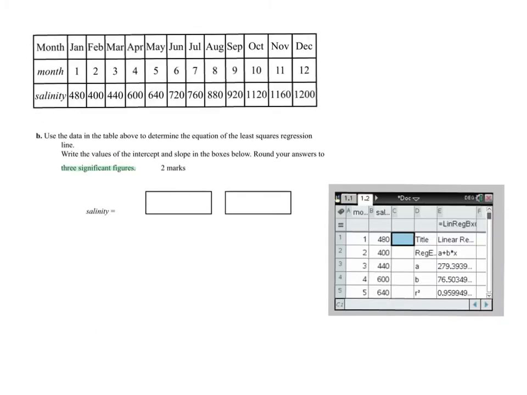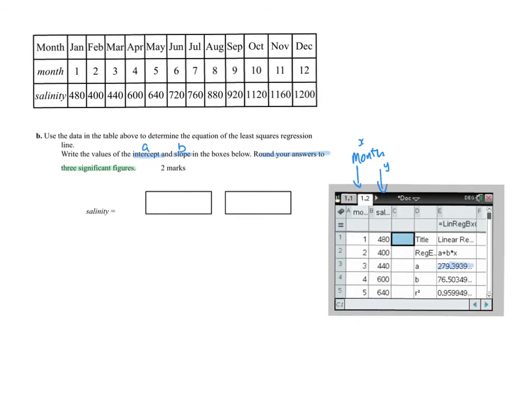Okay, it says use the data in the table above to determine the equation of the least squares regression line. Write the values of the intercept, which is the A value, and the slope, which is the B value, in the boxes below. Now, very important, round your answers to 3 significant figures. So I've put the list in, months in there, and then I've popped in the salinity. So months is going to be your X, and salinity will be your Y. And we've popped them in, and we've got our answers.